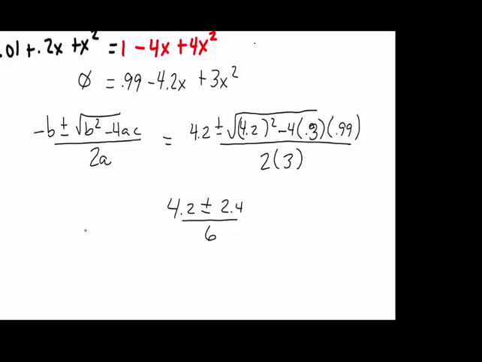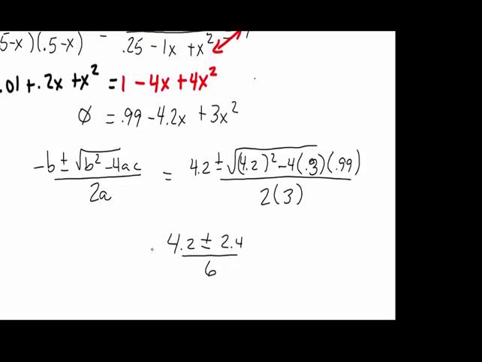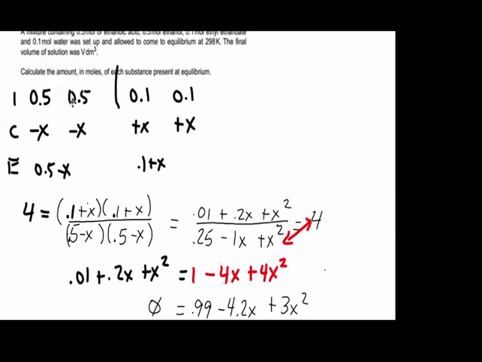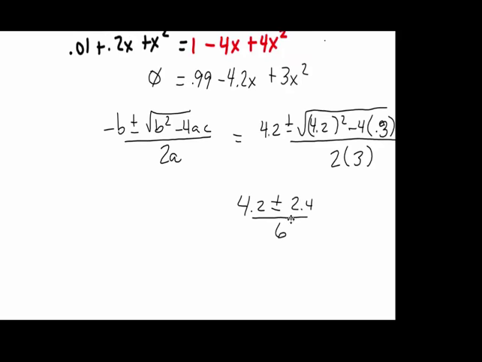So remember, we started with 0.5, 0.5. I cannot get a bigger number than what I started with. So whenever I'm evaluating this expression, I've got to make sure it doesn't come out to a value bigger than 0.5. I can see that if I do the add, it's definitely going to give me a value bigger than 0.5. So the only one that's going to be valid is 4.2 minus 2.4 divided by 6, and that would give me my change of x, which tells me my change of x was 0.3.